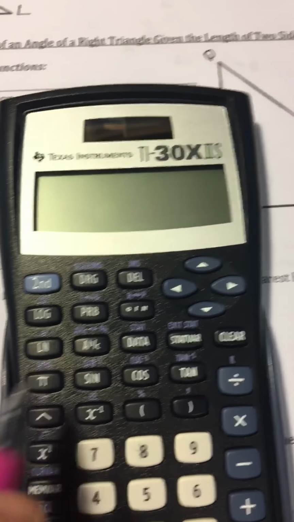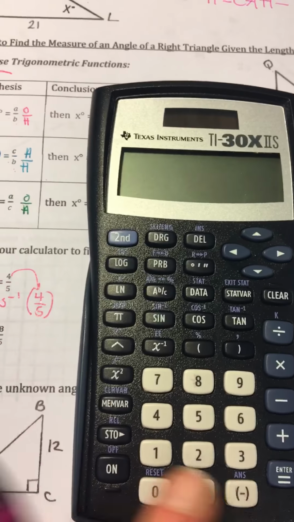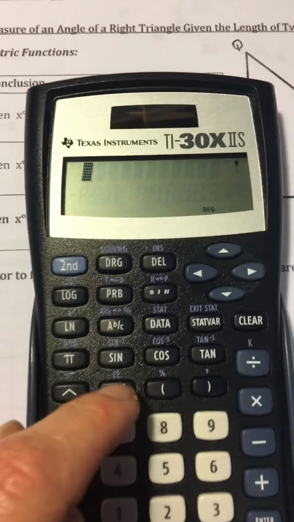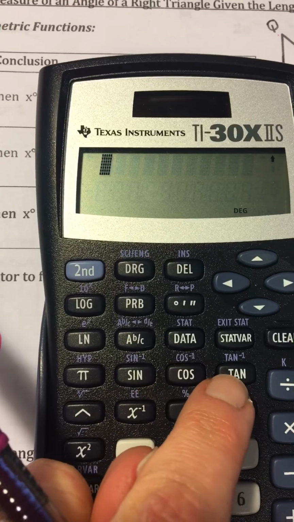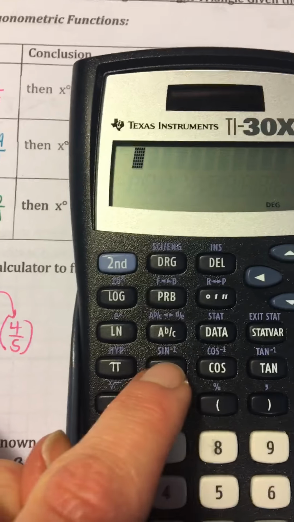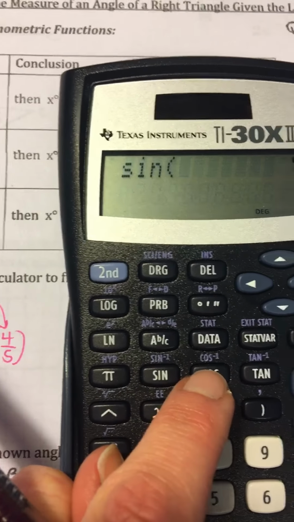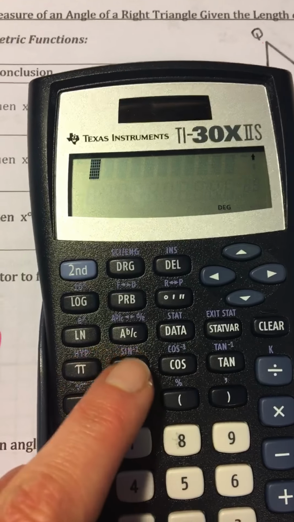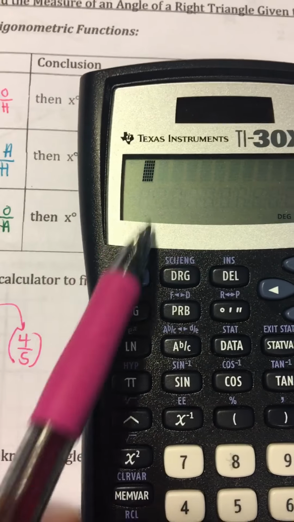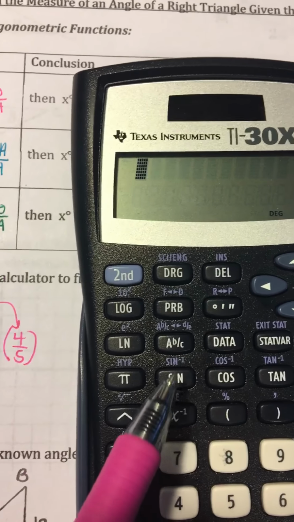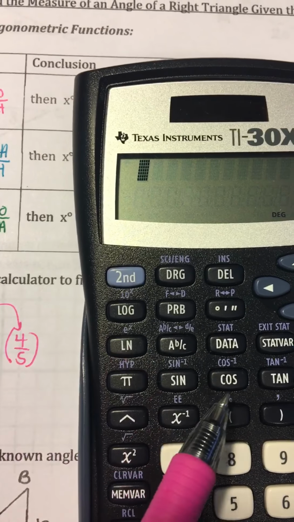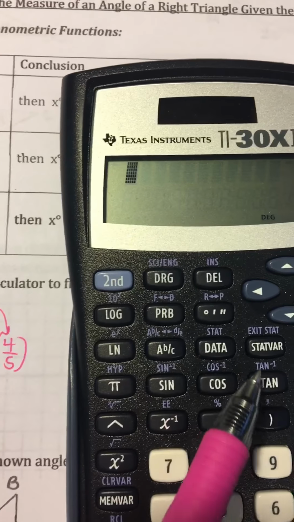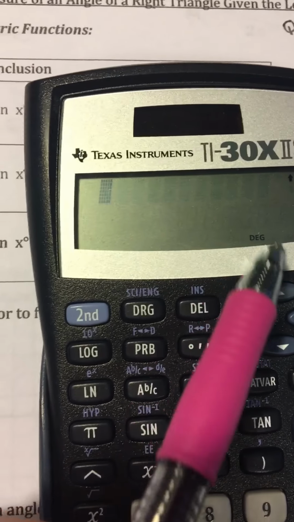Okay, and the way I do this in my calculator is, first turn my calculator on, you'll notice you have your sine, your cosine, and your tangent on your calculator, and right above them, you have inverse sine, inverse cosine, and inverse tangent. In order to get that light blue, you guys already know, you hit the second button, and then you hit sine for inverse sine, second cosine for inverse cosine, second tangent for inverse tangent, and again, I'm in degrees.